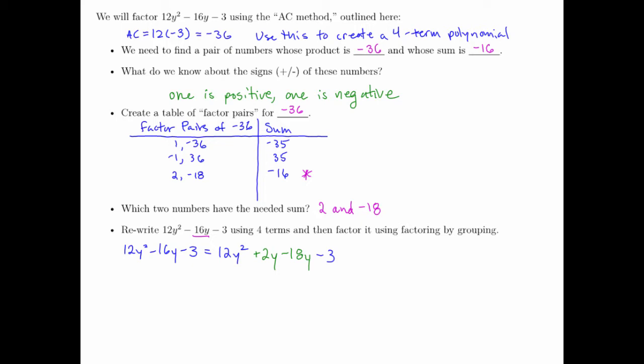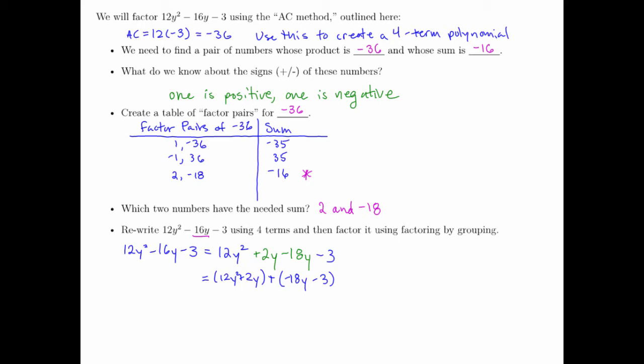Now that we've done that, we will group this into 2 groups of 2. So we'll have 2 binomials that are grouped, and then we'll use factoring by grouping. So the first group I'll have is 12y squared plus 2y. I'm going to group that in parentheses. And then next I am subtracting 18y and I am subtracting 3. So one of the approaches that I can take here is to turn this into adding a negative 18y minus 3. Changing that to addition can be helpful in terms of keeping track of my signs.